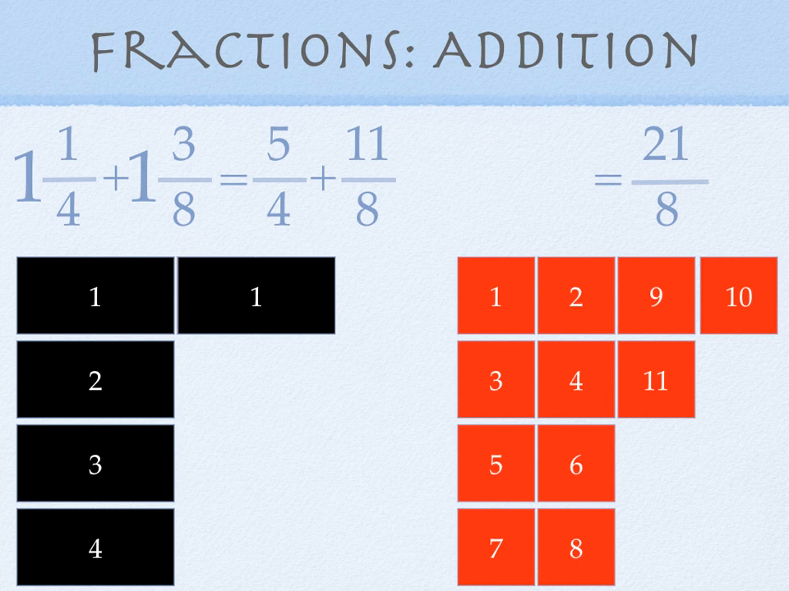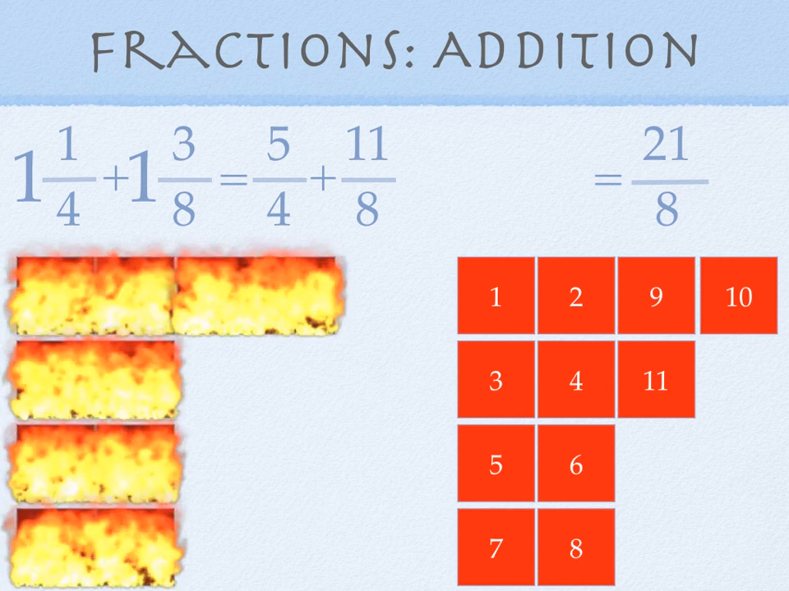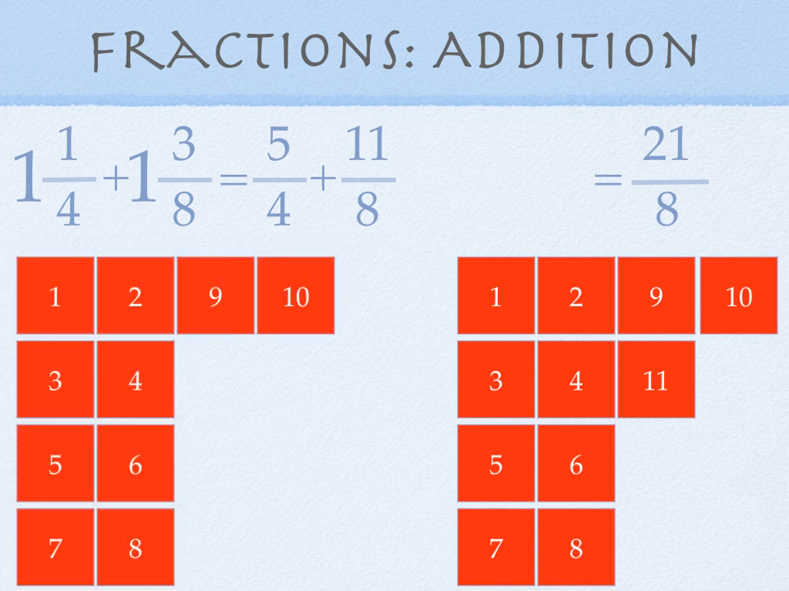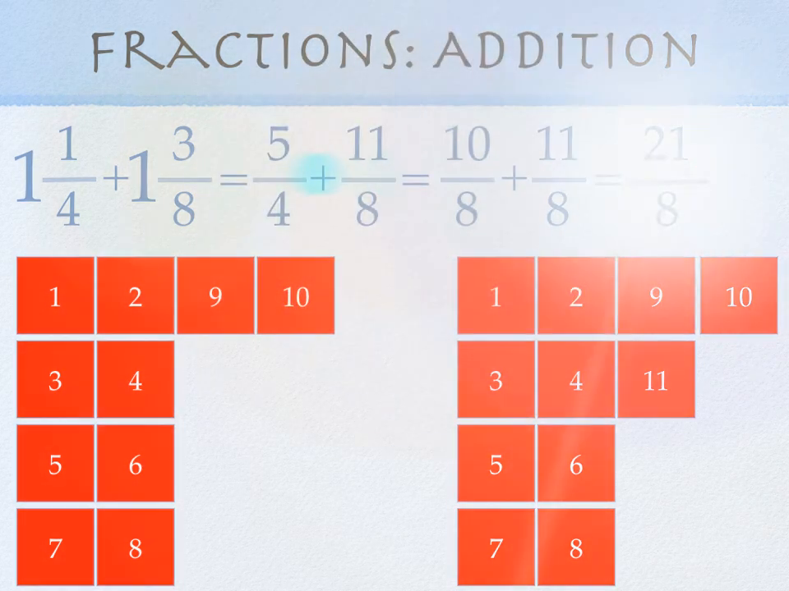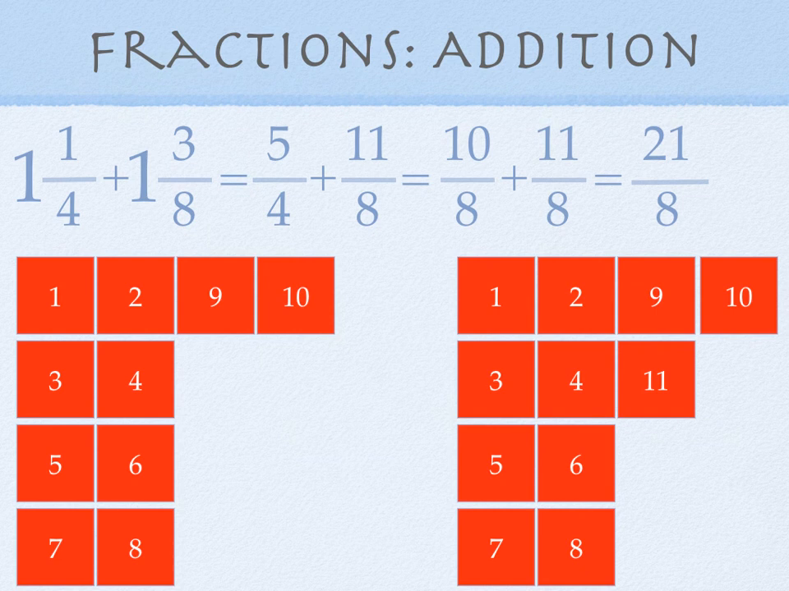No, they're not. My pieces are different. I have 4ths and 8ths. I need to convert them. Now, in this case, we can convert the 4ths. I can multiply them by 2. We want to get them all in 8ths. I recount them up. I actually have 4 times 2 is 8. 5 times 2 is 10. I have 10/8 plus 11/8.